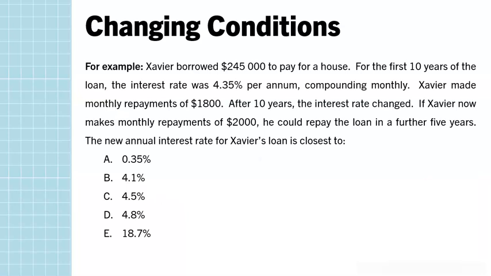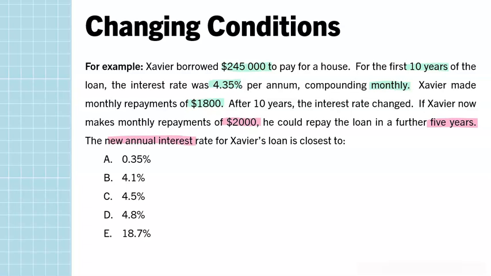So quite a typical example here, we have Xavier borrows $245,000 to pay for a house. For the first 10 years of the loan, the interest rate was 4.35% per annum and compounding monthly. Xavier made monthly repayments of $1,800. After 10 years, the interest rate changed and now Xavier makes monthly repayments of $2,000, and he could repay the loan in a further 5 years. So there's our change. The new annual interest rate for Xavier's loan is closest to.